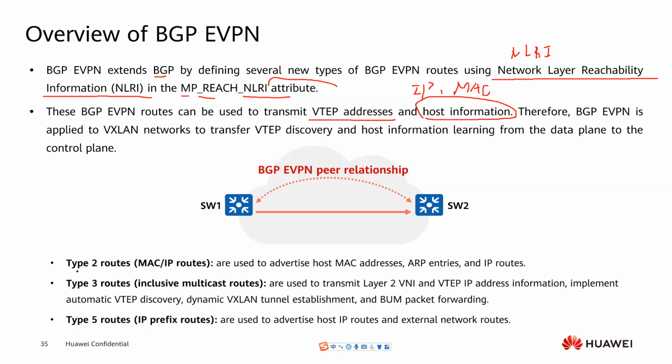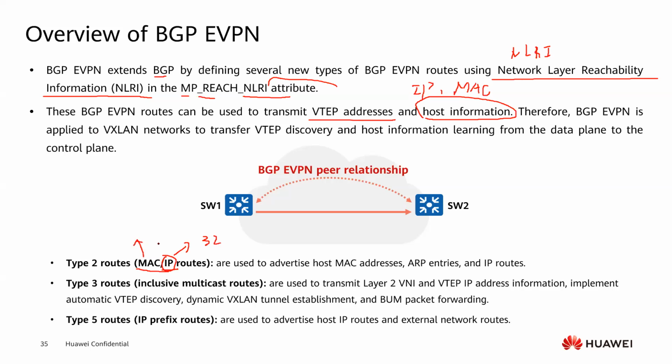You will find that it has three route types: type 2 routes, type 3 routes, and type 5 routes. Type 2 routes carry the MAC and IP information, so type 2 routes carry the host information. The IP is the IP address, so you can consider it as the host route. And for the MAC address, it is the MAC address.